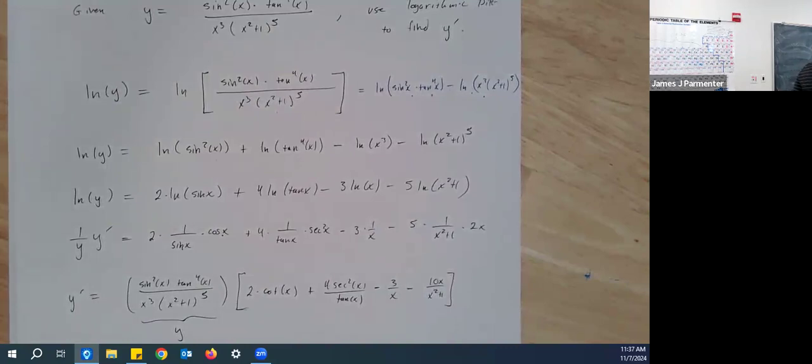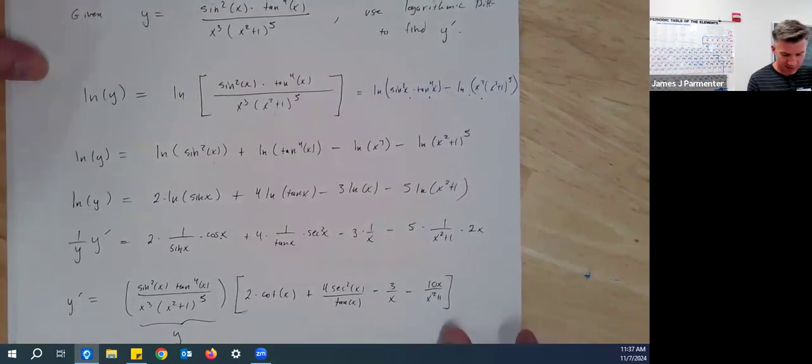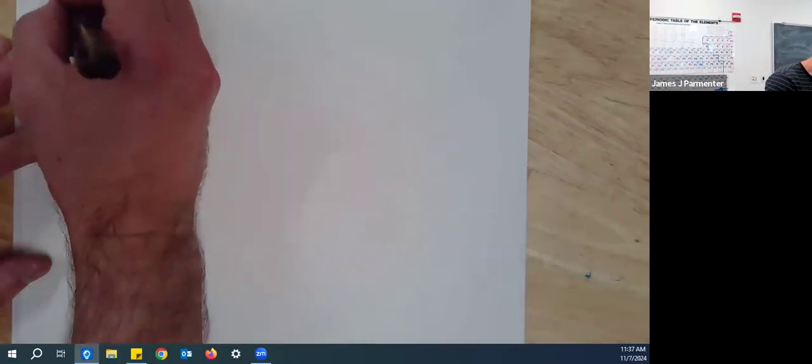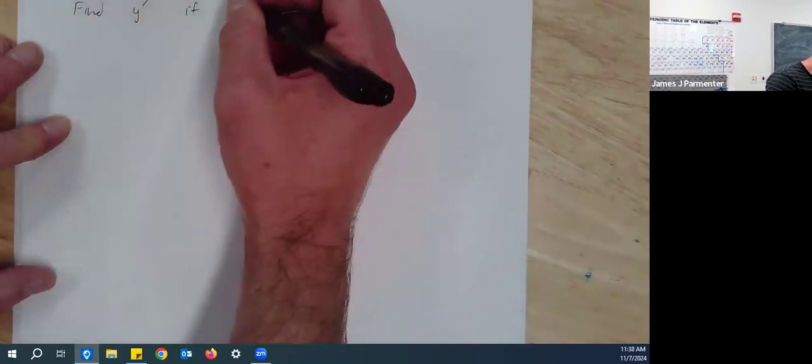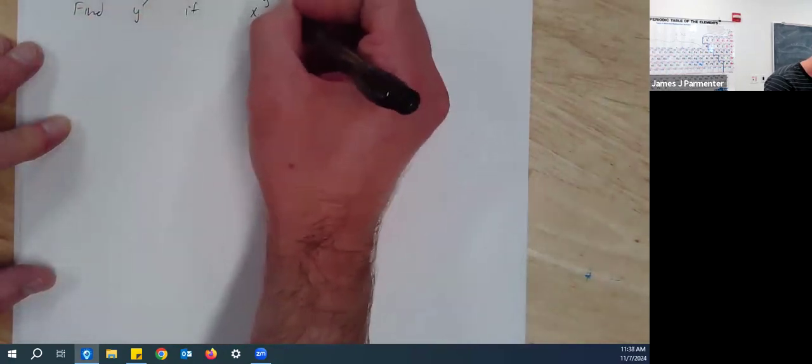So there's one thing that I saw that looked kind of cool. It is a homework question, but I think it's worth looking at anyway. So it's number 52 from this section. It was to find y prime if x to the y equals y to the x.